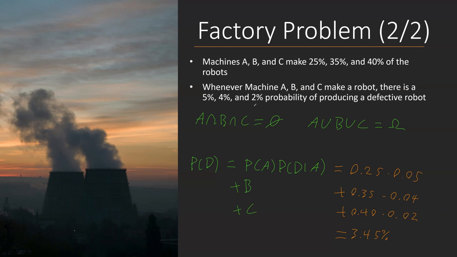So if we look at these probabilities, this does intuitively make sense, right? Because there's more robots made by machine C, and machine C has a lower probability of error. So we would expect this to kind of pull down the average probability by quite a bit. However, together, A and B make up 60% of all the robots, and their average error is 4.5. So we should be somewhere between 2% and 4.5, and we should be slightly closer to 4.5 than we should be to 2, which is also what we see here in this answer.